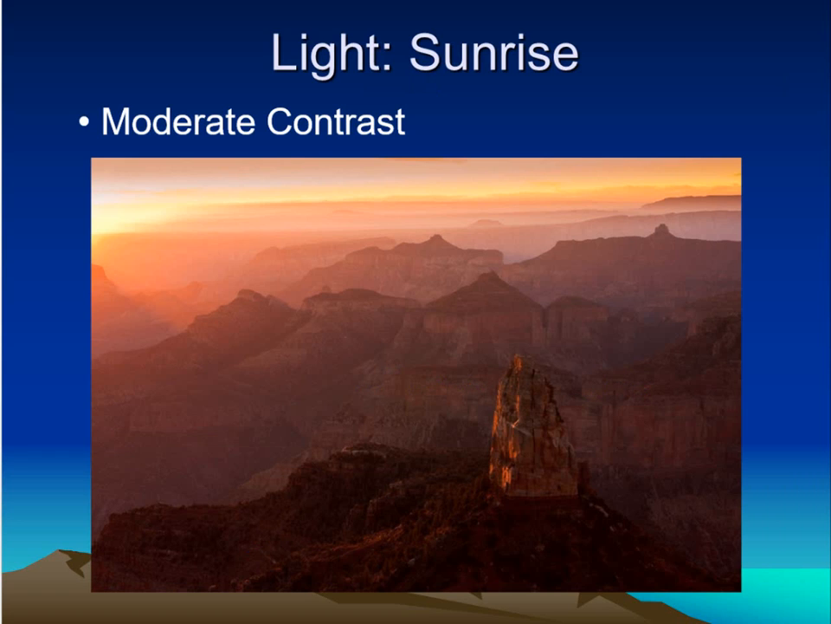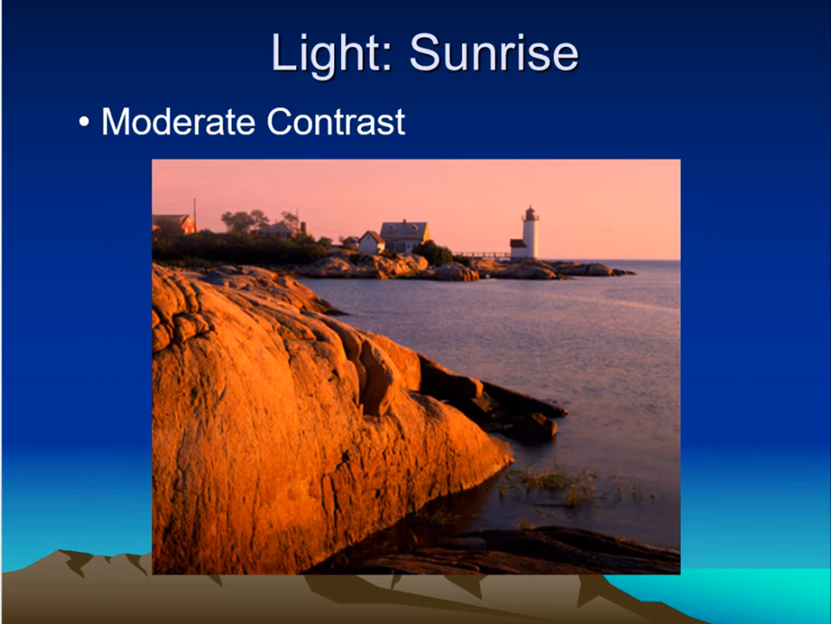Here's an example. What we're going to do now is look at different times of day and how the quality of light is during those times of day. It's the Grand Canyon at sunrise, and of course the lighting contrast is what I call moderate. It's not super high contrast, but I consider it to be much more moderate. This is also sunrise on the East Coast, and the contrast again is a little higher than the previous photo, but I would still consider it to be pretty moderate.